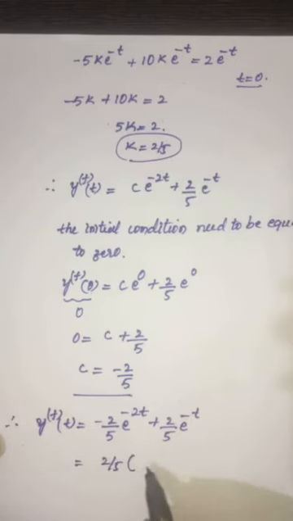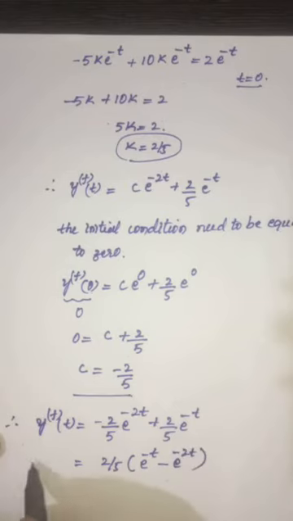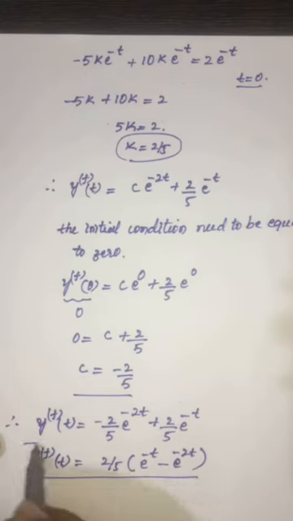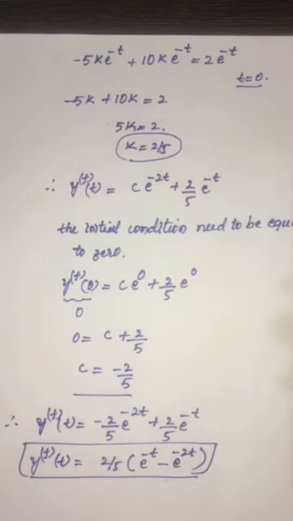Therefore, 2 by 5 into e to the power of minus t, since this is plus, I am writing it first, minus e to the power of minus 2t. This is the forced response of the given differential equation. Hope everybody has understood this.